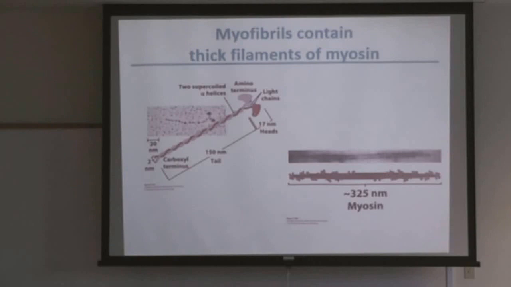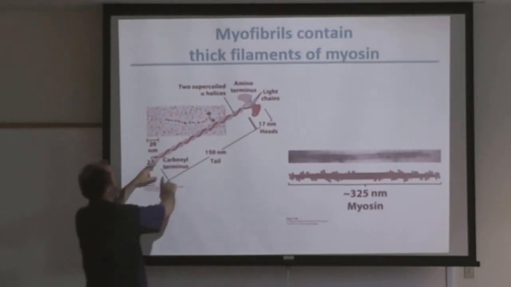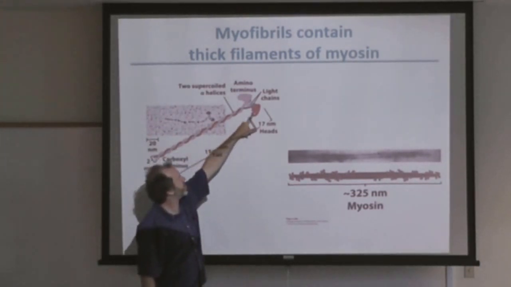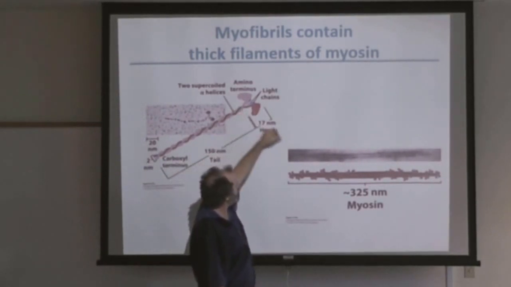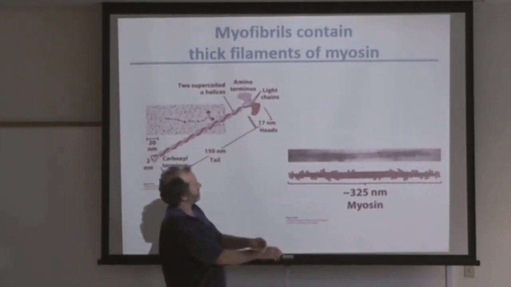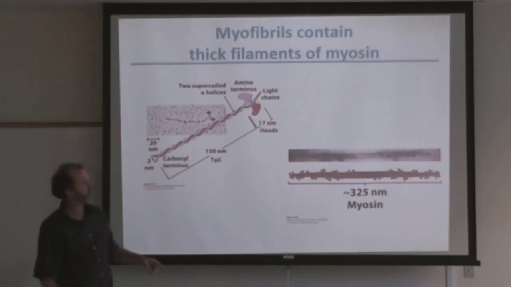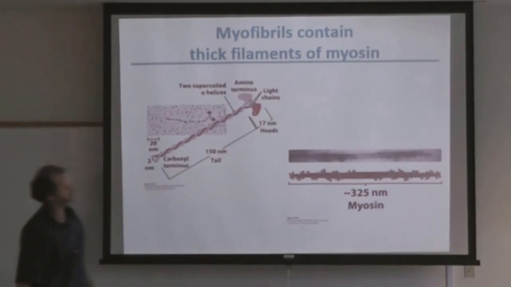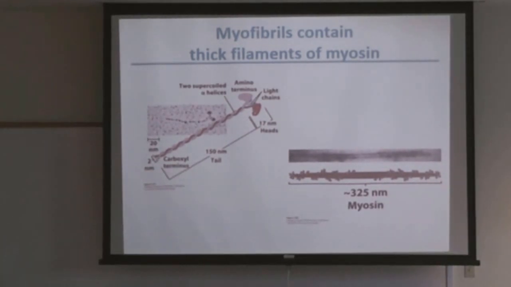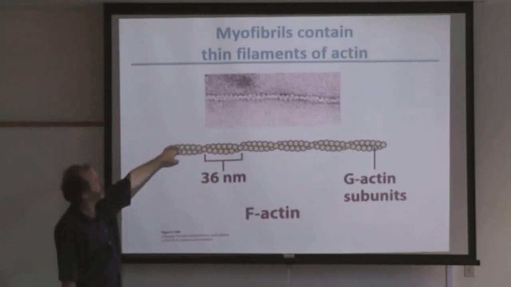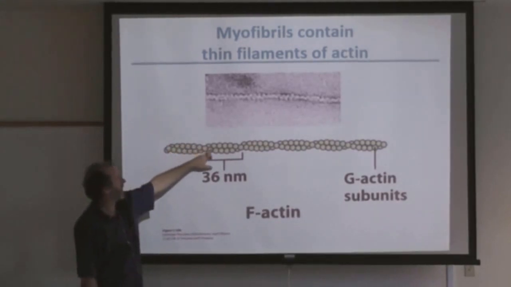Then you have the myofibrils that contain thick filaments of myosin. They have a tail of about 150 nanometers, like a helix upon a helix, with two large chains on the amino terminus, and those are bound together like this as a full myosin fiber. These myosins are going to interact with actin. Myofibrils contain thin filaments of actin.